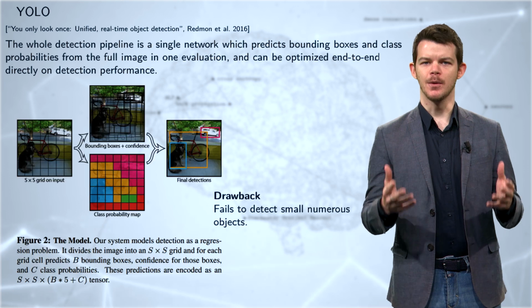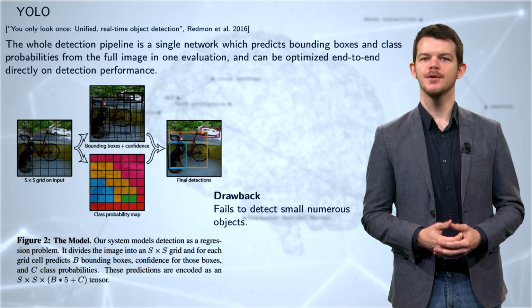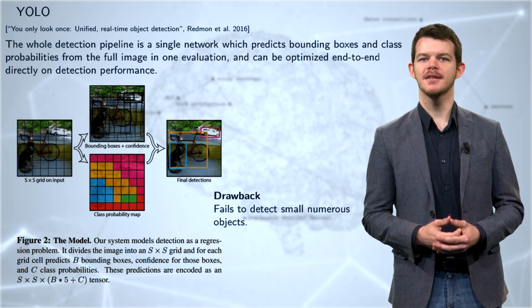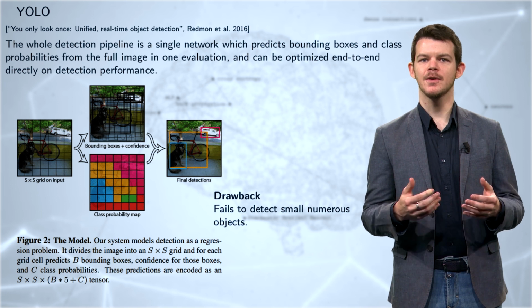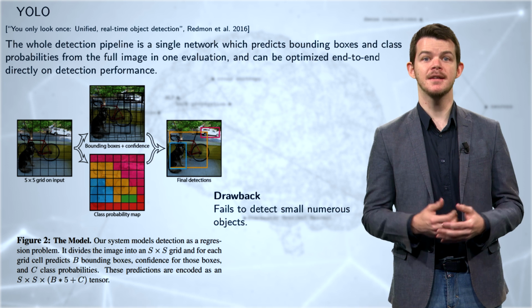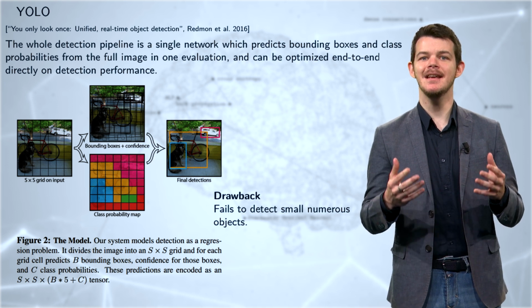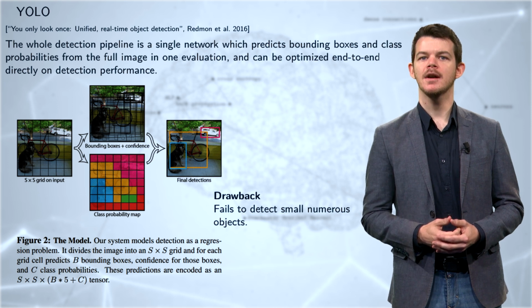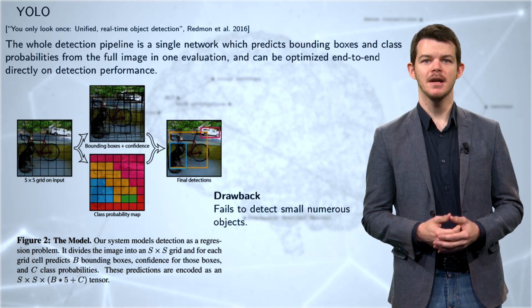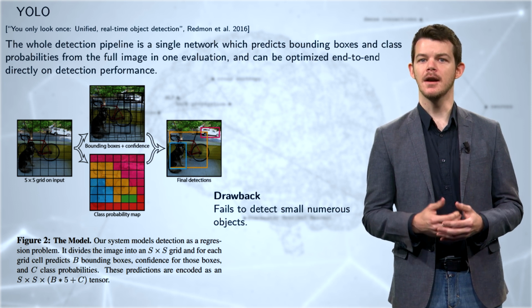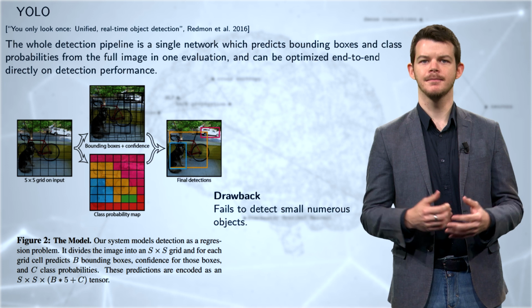YOLO works as follows. The input image is first divided into a grid of size S by S. For each cell in the grid, the algorithm predicts B bounding boxes whose center is in the cell, together with confidence scores, estimated probabilities that an object is indeed in these boxes. Besides, for each cell, a class probability vector of size C is output, corresponding to the probability that an object of a given class can be found in a cell.